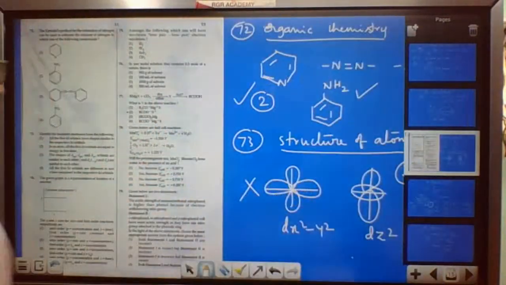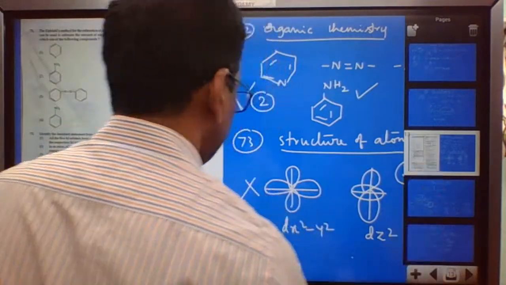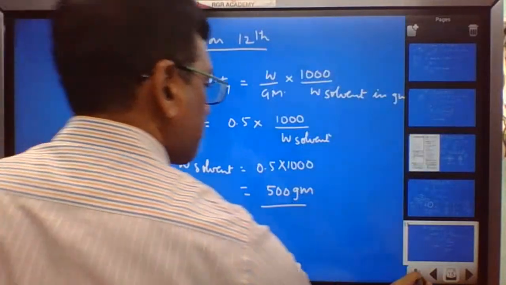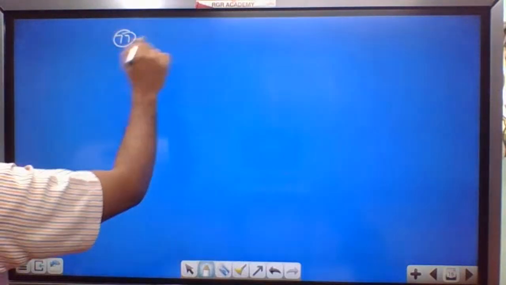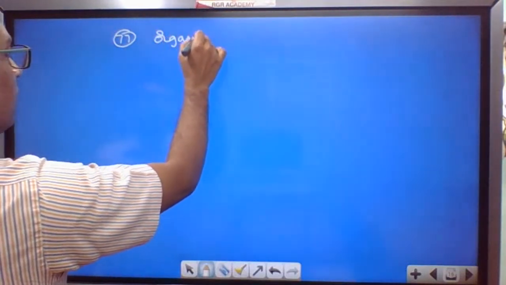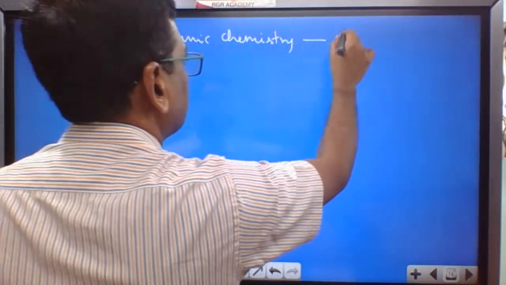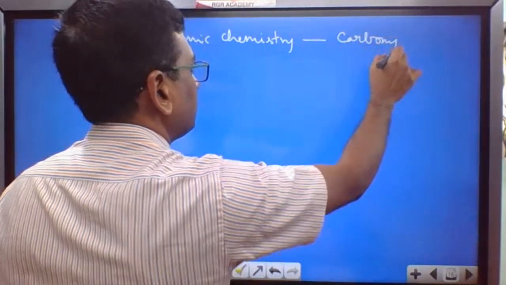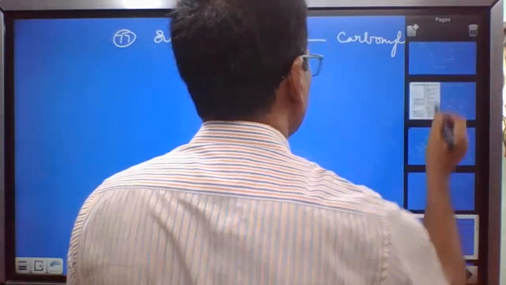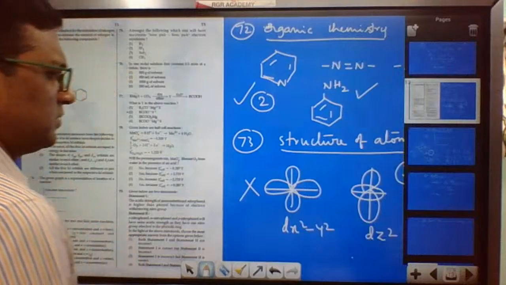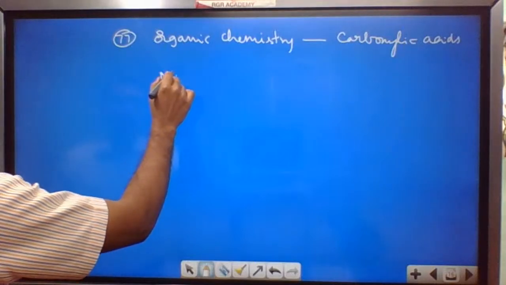Next, go to the next one. 77. It is again organic chemistry, and that too they confine to carboxylic acids. This is most of the times we discussed, but some students may confuse based on the options.